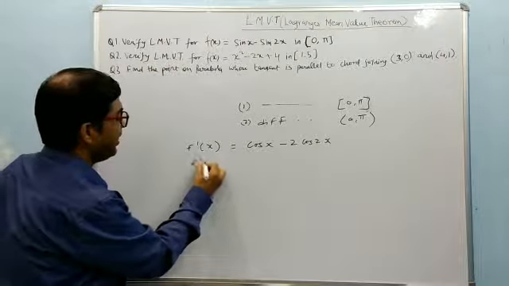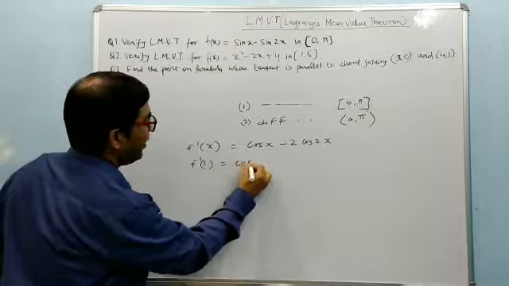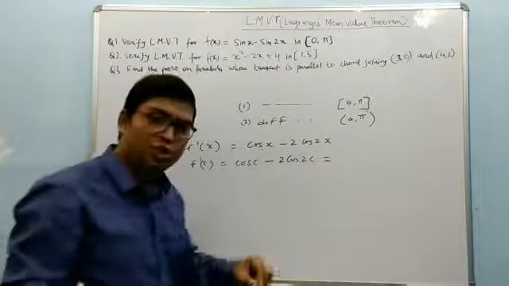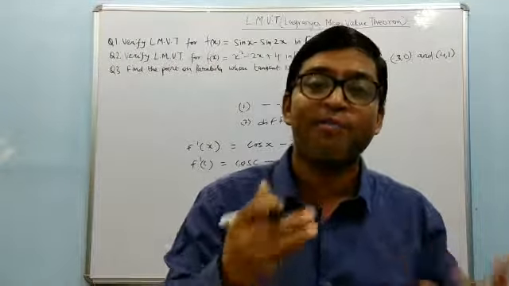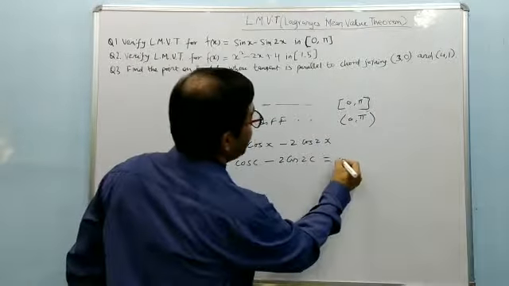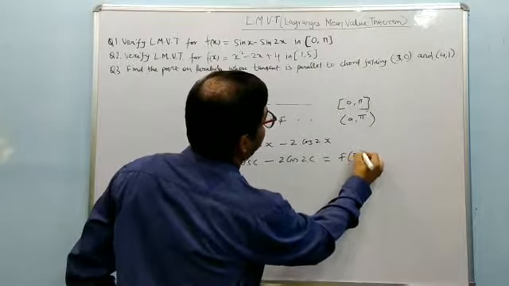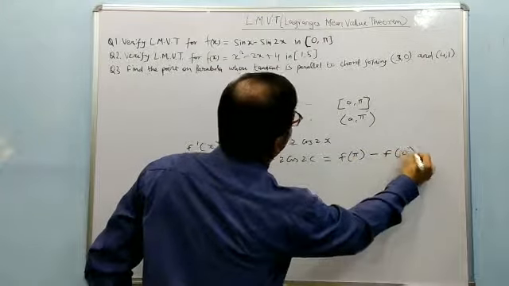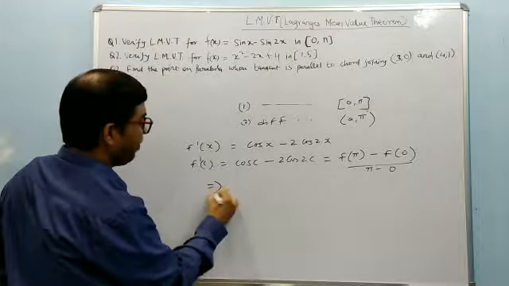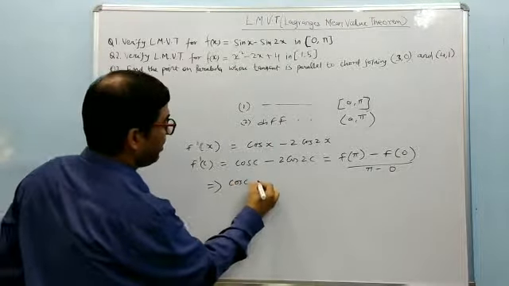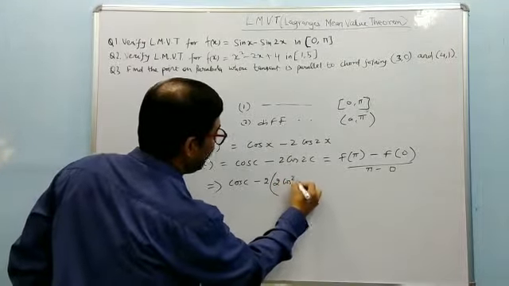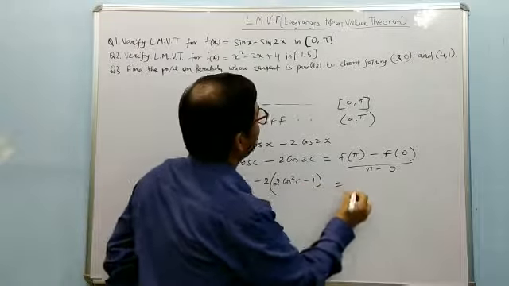So f dash c is cos c minus 2 cos 2c, which is equal to, according to LMVT, (f(b) minus f(a)) by (b minus a). That means (f(pi) minus f(0)) by (pi minus 0). On simplification, cos c minus 2 cos 2c, which can be written as 2 cos square c minus 1, is equal to f(pi).